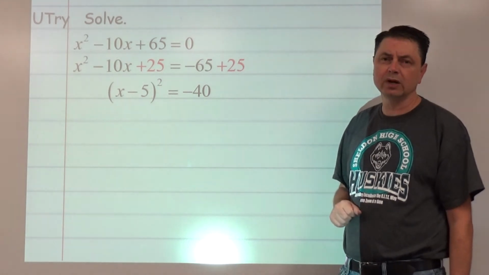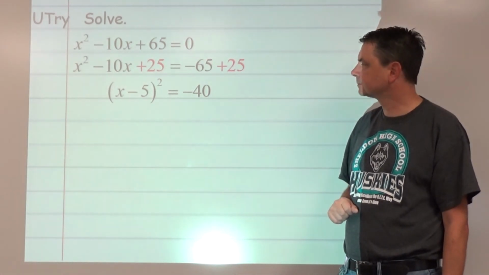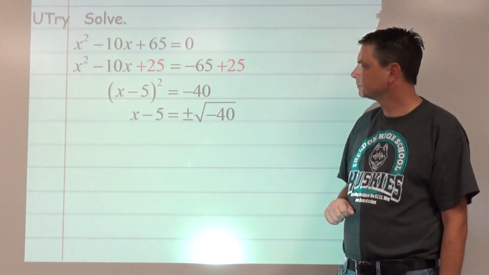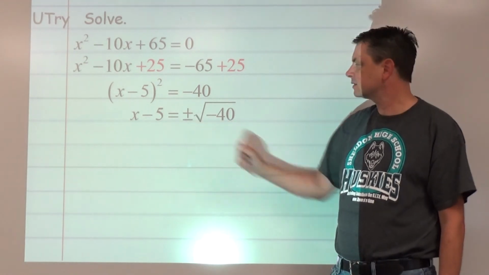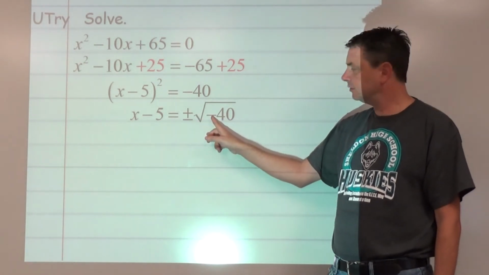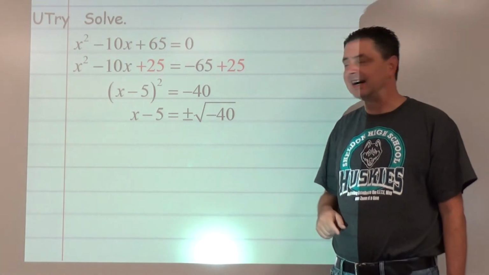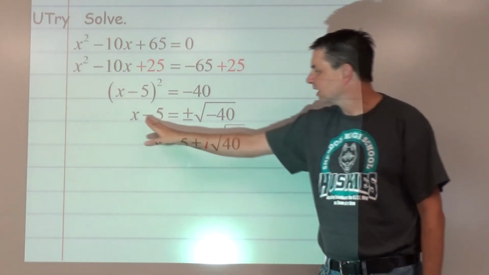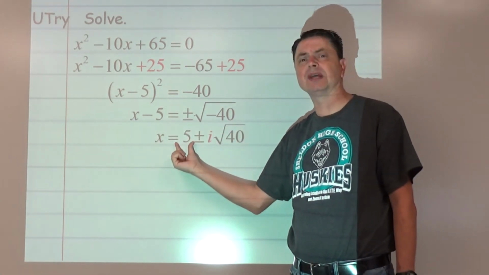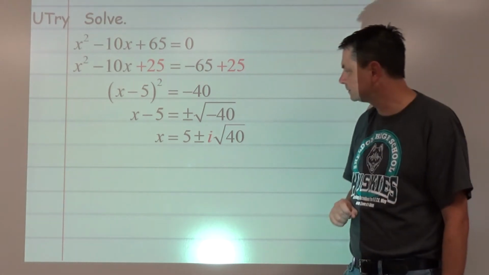All right, we're ready to square root both sides. Remember our plus or minus. The negative is going to come out as i. Add the 5 to both sides, and we like to do that in front of the plus minus.